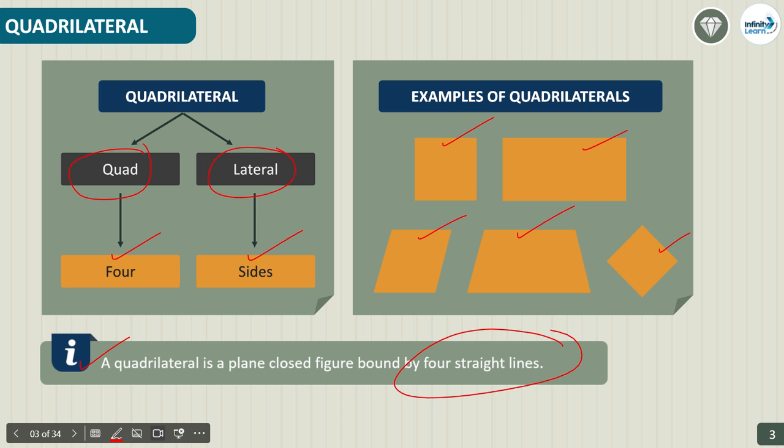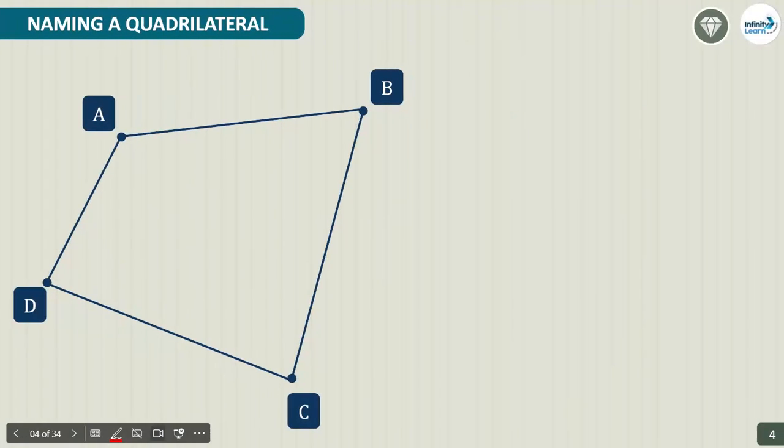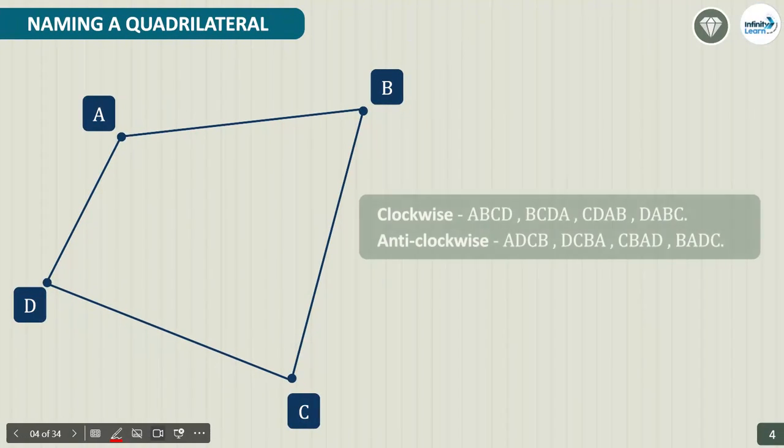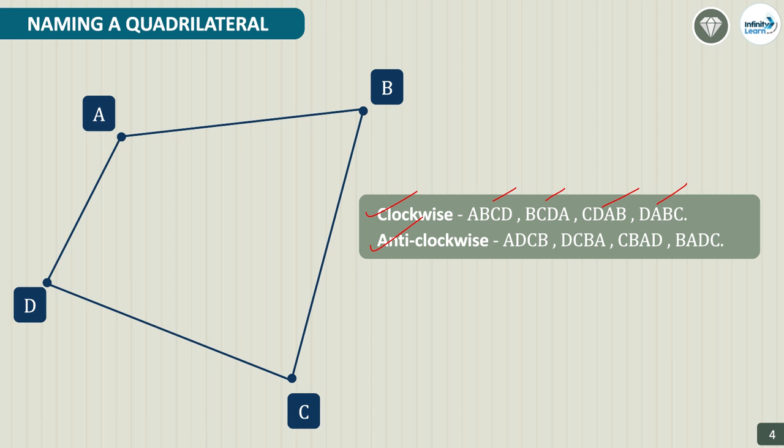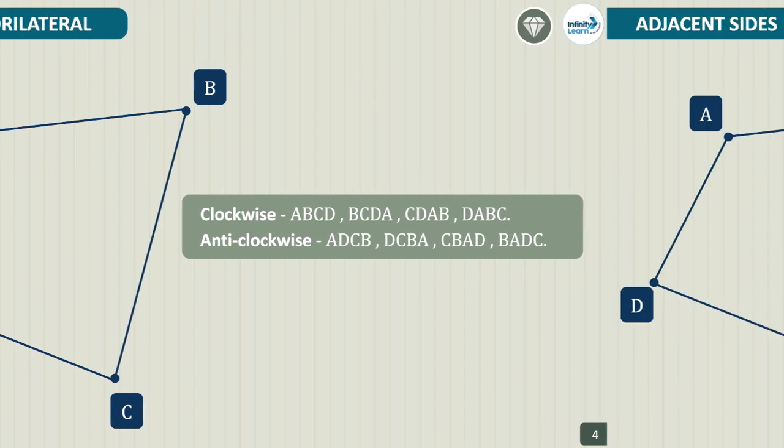Okay. Moving on further. Naming a quadrilateral. How to name? We can name clockwise or anti-clockwise. ABCD, BCDA, CDAB, DABC. Anti-clockwise, the names are ADCB, DCBA, CBAD, BADC. These are the namings. It can be done clockwise or anti-clockwise.